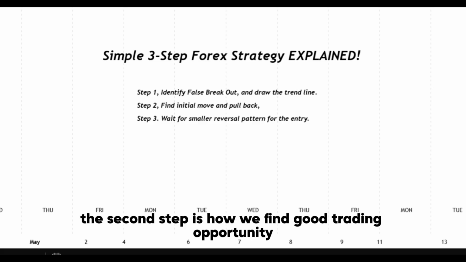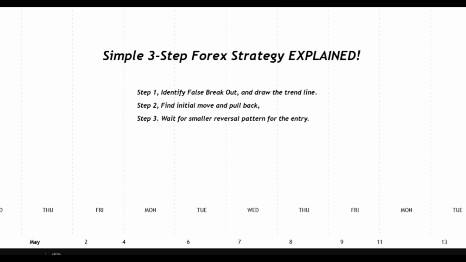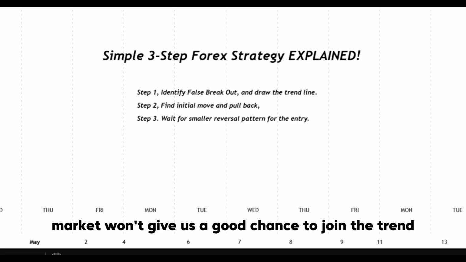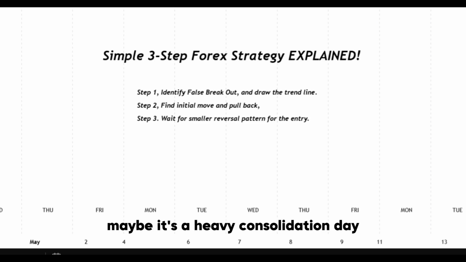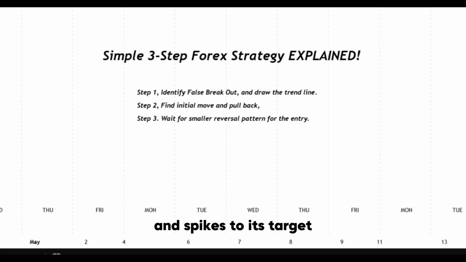The second step is how we find good trading opportunities in the day itself. In our strategy, we have a watch list of over 10 pairs. In most cases, price action will be messy. The market won't give us a good chance to join the trend. Maybe it's a heavy consolidation day or a big news event moving the price, or maybe it's just up and down until midnight and spikes to its target.